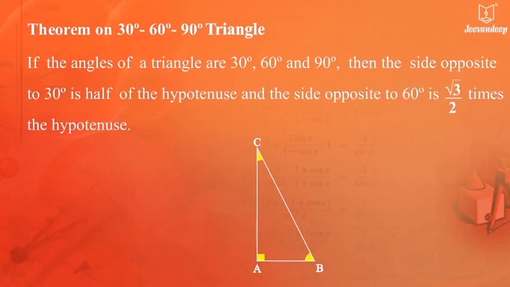Theorem on 30, 60, 90 triangle. If the angles of a triangle are 30 degrees, 60 degrees and 90 degrees, then the side opposite to 30 degrees is half of the hypotenuse and the side opposite to 60 degrees is root 3 upon 2 times the hypotenuse.